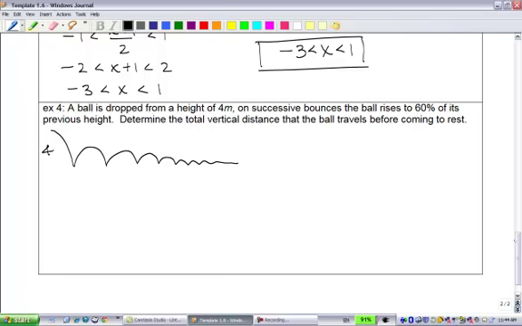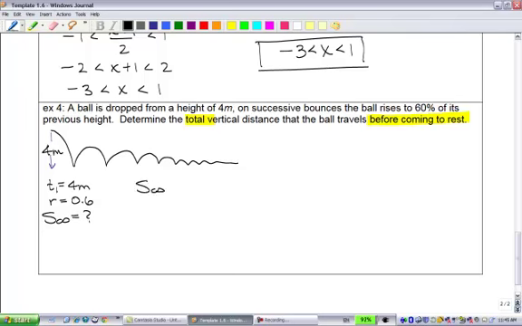Originally, the ball is dropped from 4 meters. So we start 4 meters high, and it drops that distance. So the first term here is 4 meters. The common ratio here is 60%, so 0.6. Determine the total vertical distance the ball travels before coming to rest. So we don't have a specific end term here. We're not saying, okay, after 6 bounces or 10 bounces, I want it to come to rest. So for me, that means a sum infinity idea.